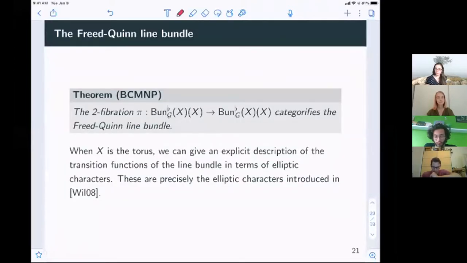And so when X is the torus, we can give an explicit definition of the transition functions of the line bundle in terms of elliptic characters. These turn out to be precisely the elliptic characters that were introduced in a paper by Phillips as well. So it's one of these nice things where things that started out as seemingly disparate topics have kind of aligned.